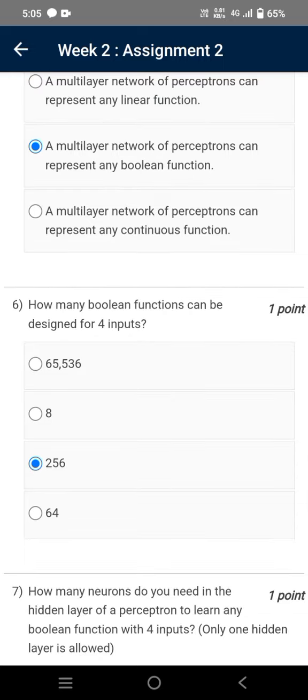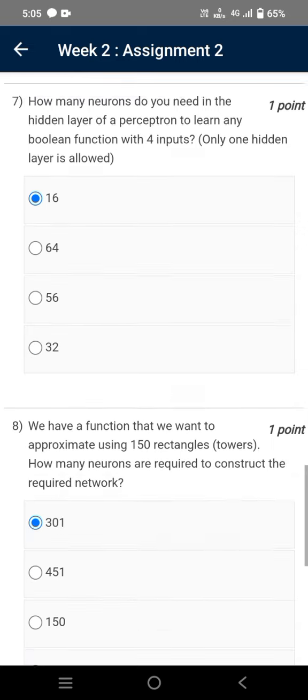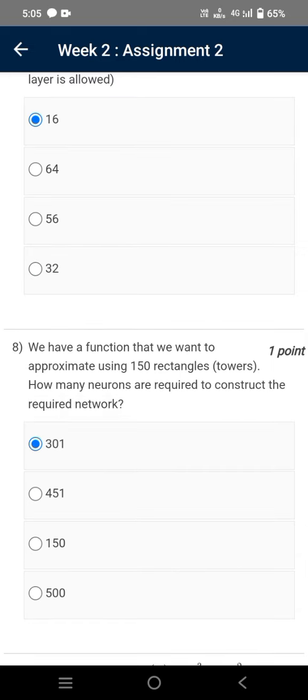Question sixth, answer will be option C. That is 256. Question 7th. How many neurons do you need in one hidden layer of the perceptron to learn any Boolean function with input 4? For 7th question, answer will be option A. That is 16. Question 8th. Answer will be option A. That is 301.